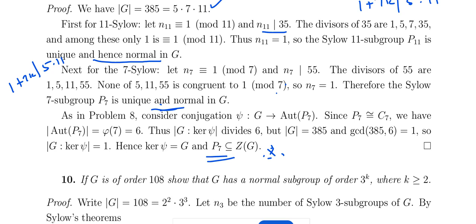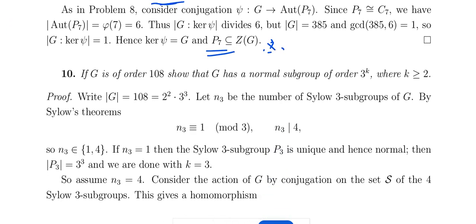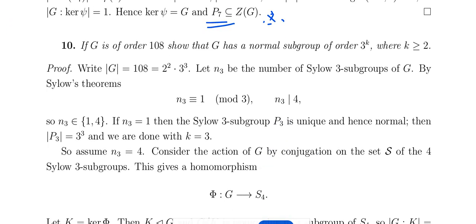Okay, simple group. Similarly, G is of order 108, and G has a normal subgroup of order 3 to the power k. To find the order, we can use the greatest integer function, n by p squared, that we already used. Like that we can find the orders of the Sylow 7 subgroup and Sylow 5 subgroup. That concept is very important. So here the order is 108, and G has a normal subgroup of order 3 to the power k. 108 can be written as 2 squared times 3 cubed.